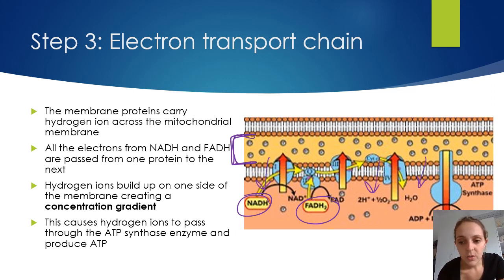So these ions are really keen to pump themselves down this ATP synthase because they want to separate out, to even out their concentrations. So they're going to move through the enzyme and we get our ATP.